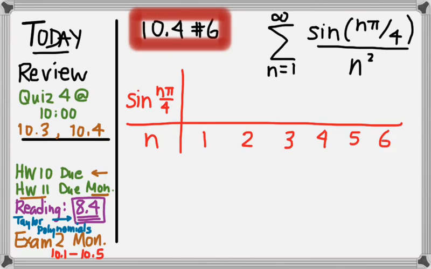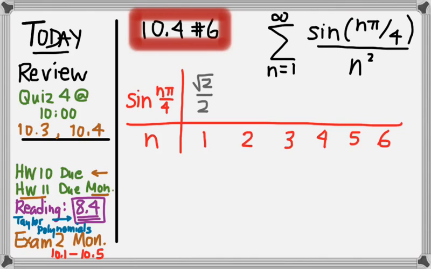5, 6. So now is when we ask ourselves, what is the sine of pi over 4, 1 pi over 4? Reach back to your unit circle trigonometry. Square root of 2 over 2. Great. So that term is positive then.